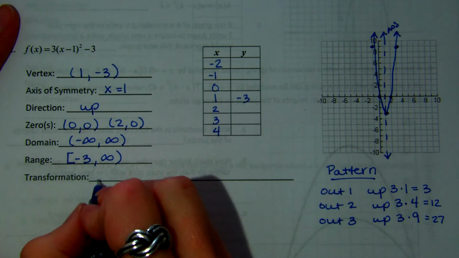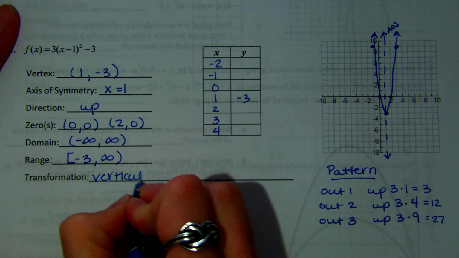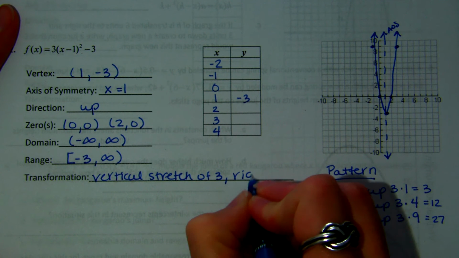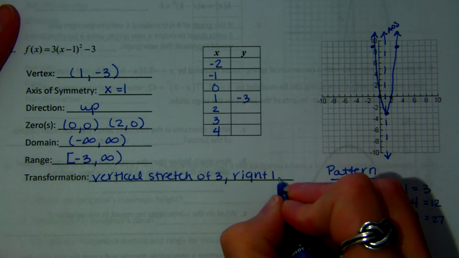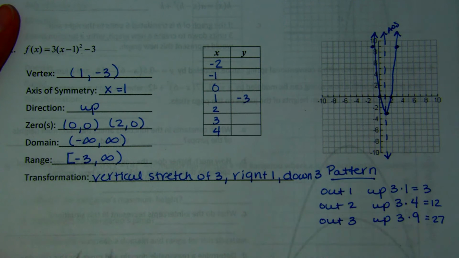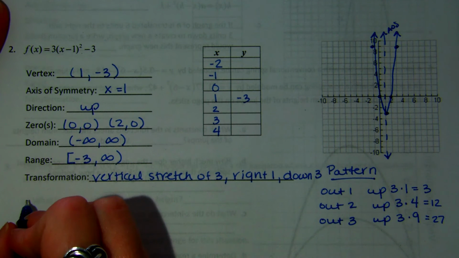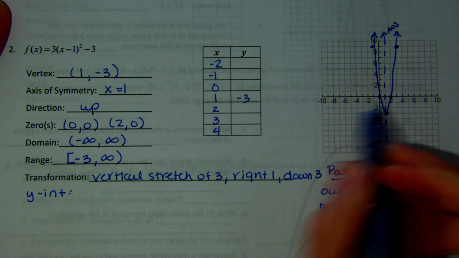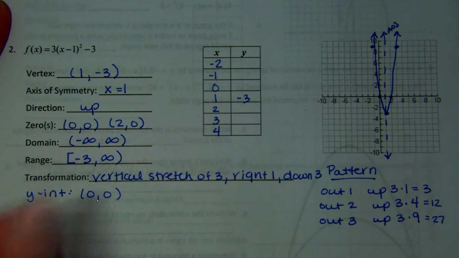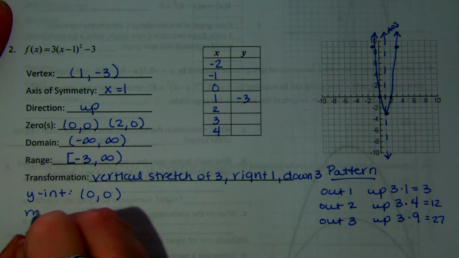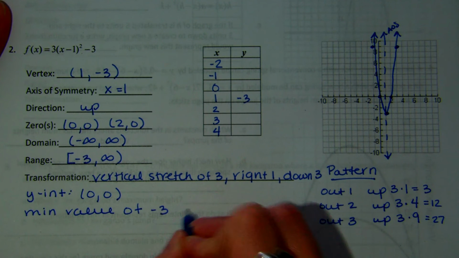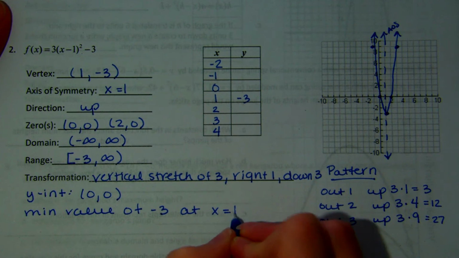Transformations that have happened to this parabola, there is a vertical stretch of 3. It's moved right 1 and down 3. Those are our transformations. The additional information we want: the y-intercept, and that's in this case right there at the point 0, 0. And this parabola also has a minimum value of -3 at x equals 1.